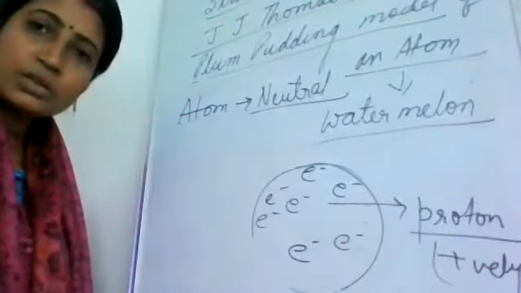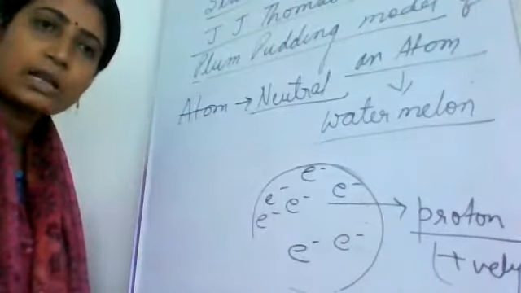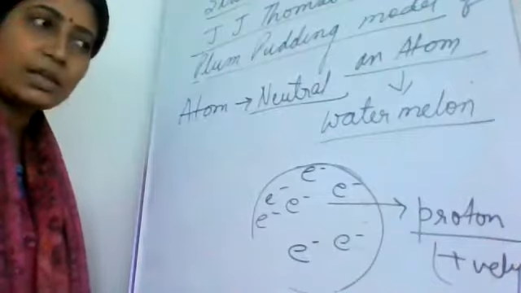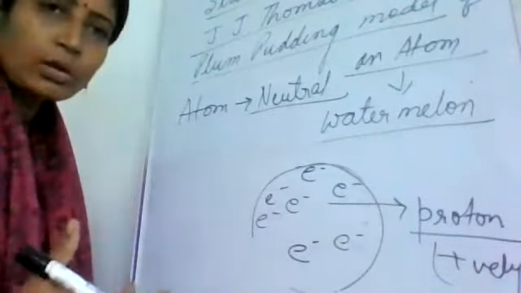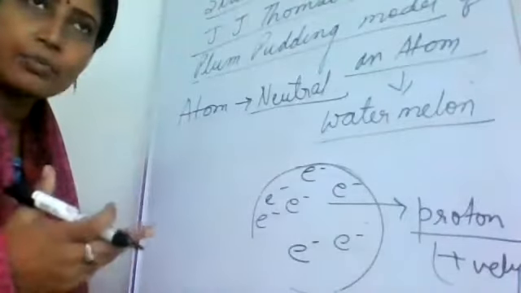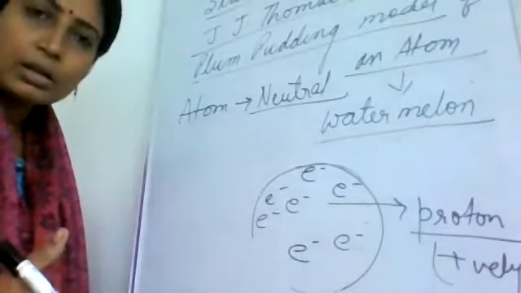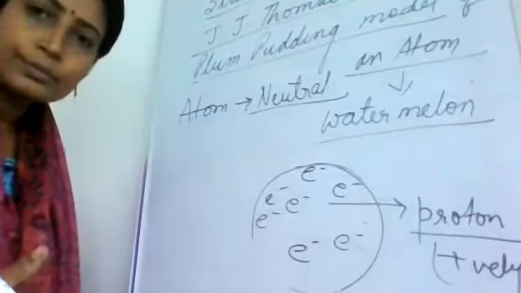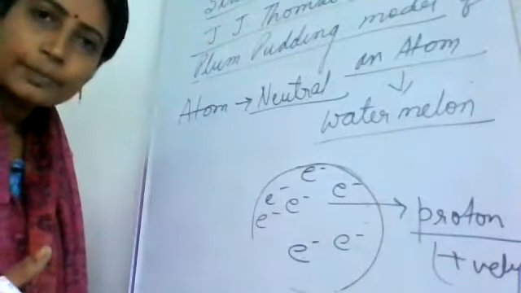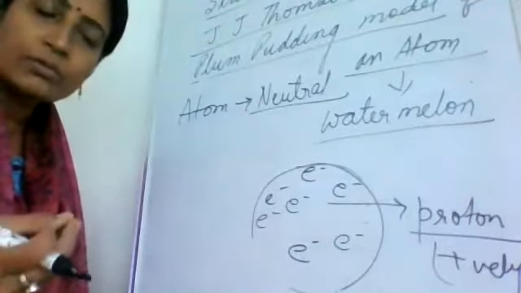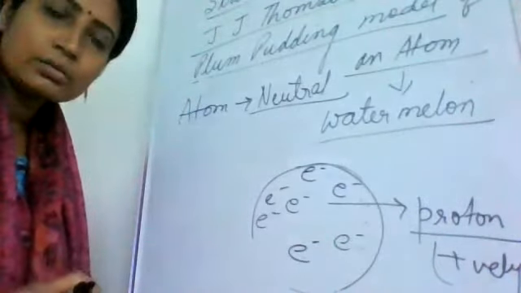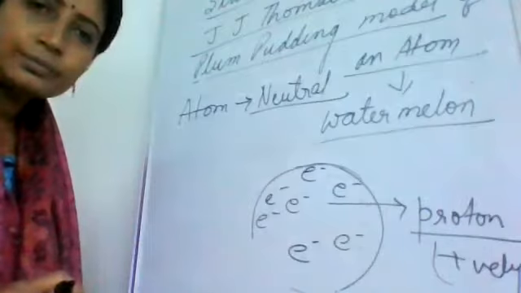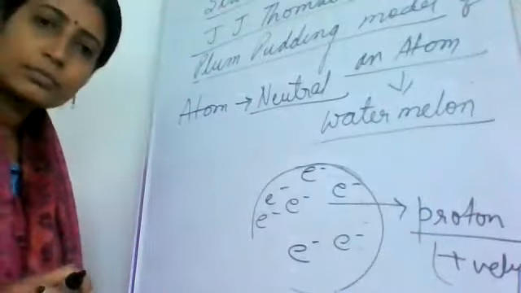So his structure of an atom was just like a watermelon, where he said that the entire sphere is of proton. Like in a watermelon, the red part is the majority, right? Seeds are a little bit lesser in number, but they are scattered.